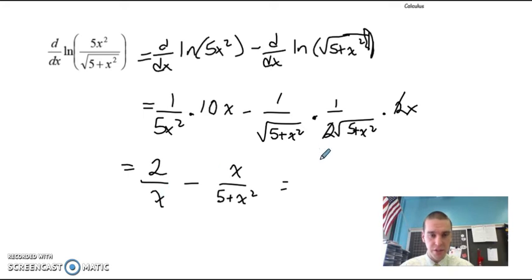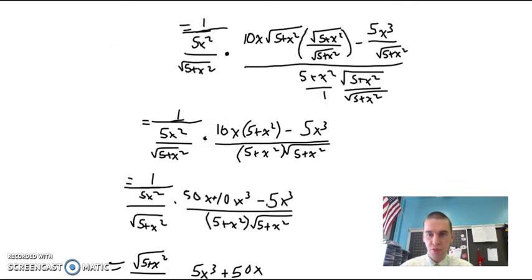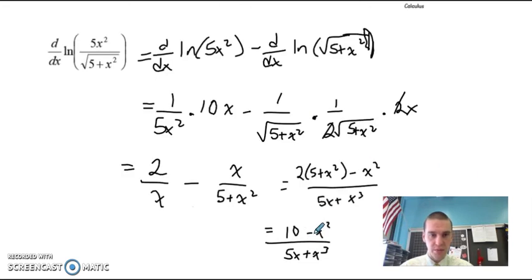We can find a common denominator, so we're going to do 2 parentheses 5 plus x squared minus x squared all over 5x plus x cubed. And you'll notice here when we distribute that, we get 10, 2x squared minus x squared is just minus x squared over 5x plus x cubed. Hey, does that look now more familiar? x squared plus 10 over 5x plus x cubed. What did I mess up with it? Yeah, I just can't add. 2x squared minus x squared is a positive x squared. So there we go. And now it looks the same.